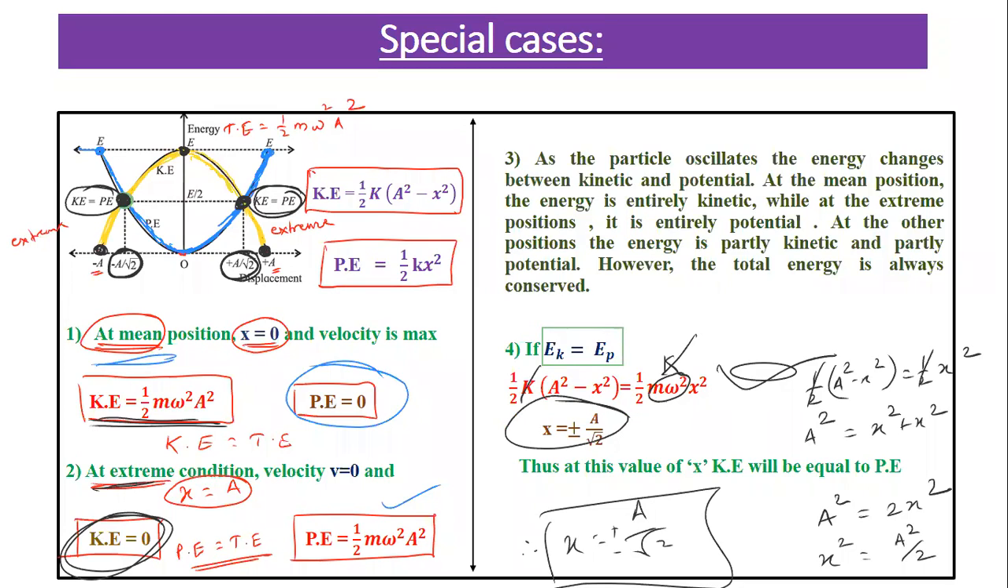Once in a board exam, a question was asked: at what displacement are both kinetic energy and potential energy the same? Then the displacement is equal to a by root 2, amplitude divided by root 2.